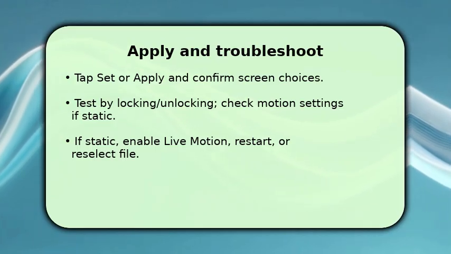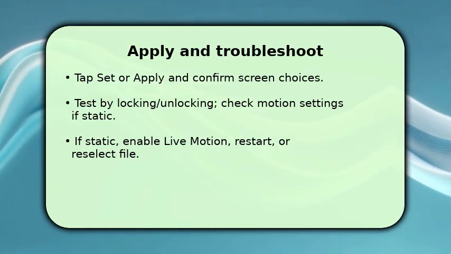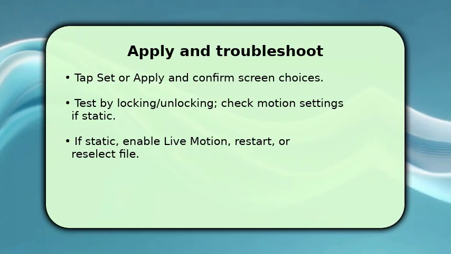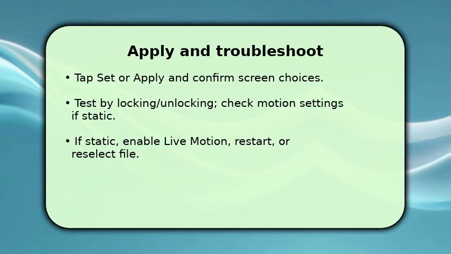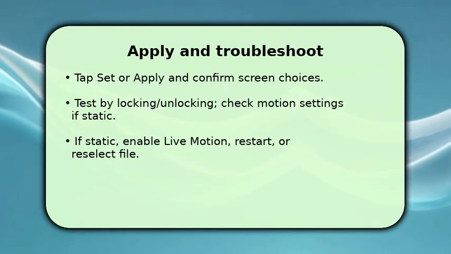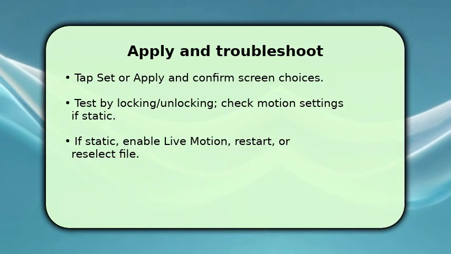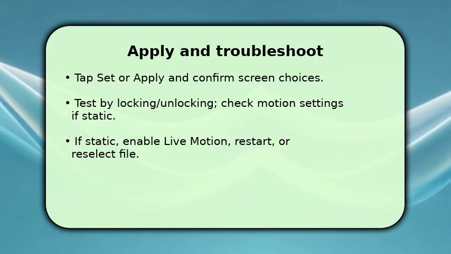If the wallpaper stays static, make sure Live Motion or Animate is enabled in Settings and verify the file type supports motion. If issues persist, restart the phone, reselect the live file, or convert the clip to a supported format before trying again. These steps resolve the majority.